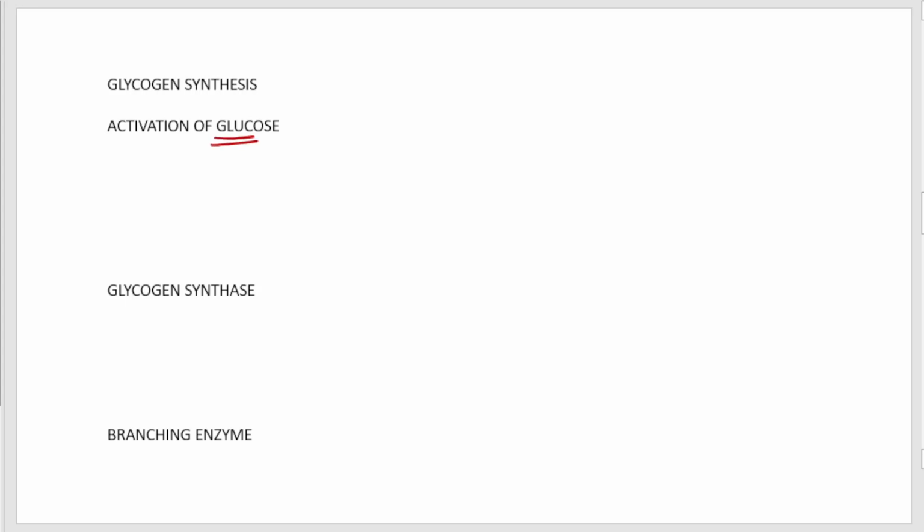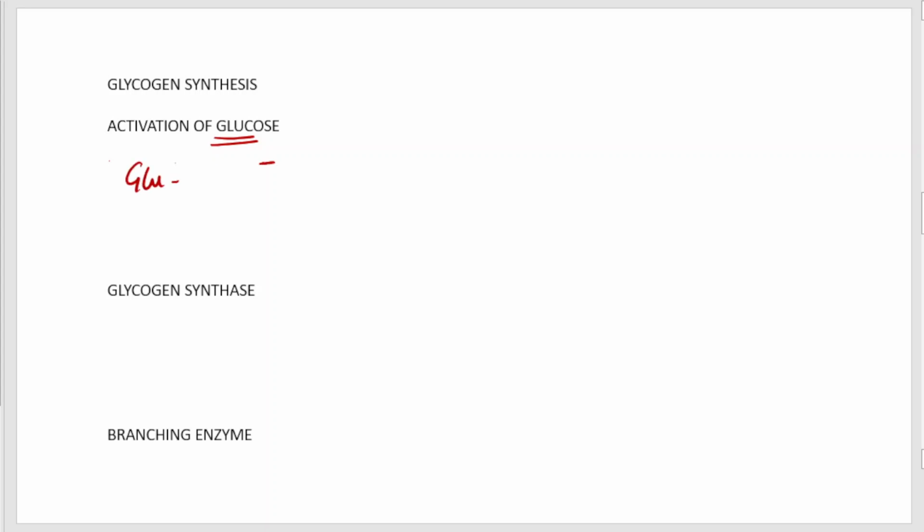Okay, glucose, just like that, is not added to the glycogen. Instead, it is first activated. So how do you activate the glucose? We've already seen glucose to glucose 6-phosphate. Glucose 6-phosphate gets converted to glucose 1-phosphate.